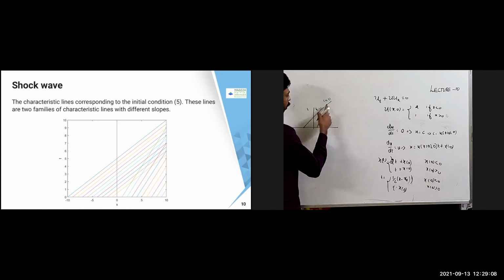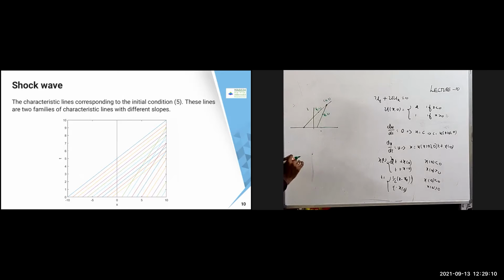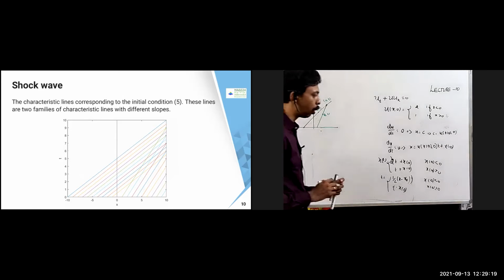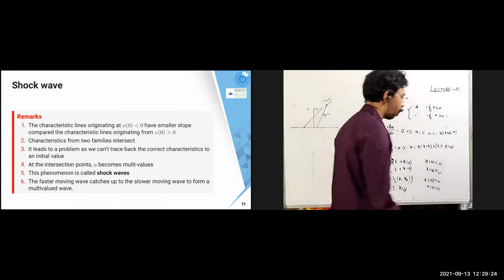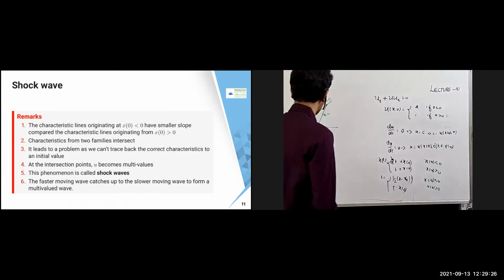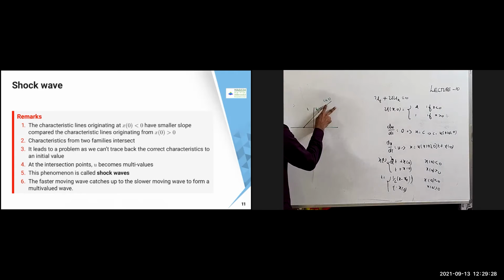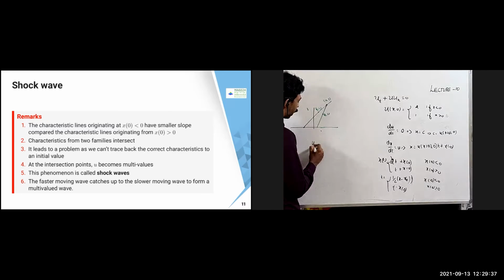That is the question. In this intersection, you will get some problem because you will not know where it started from. Whether it started from here or from here is not known to you. That means you will be getting some trouble because you don't know how to back trace them. Back tracing is not possible easily in this case, because this can go to this one or this can go to this one. So you will not be able to back trace. That means your u is going to become a multi-value function.